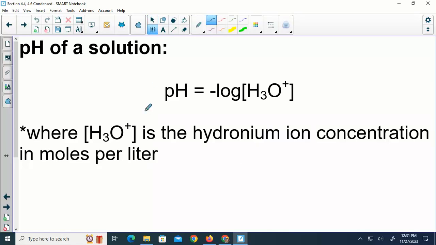Anything that I do today, I wouldn't ask you to memorize any of these formulas. I would give them to you. You just have to be able to use them. So this is the formula for calculating pH.